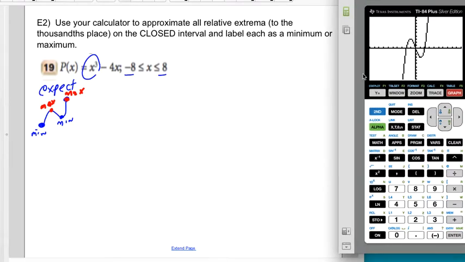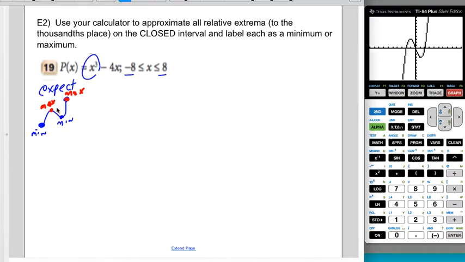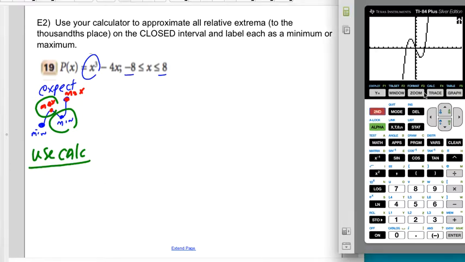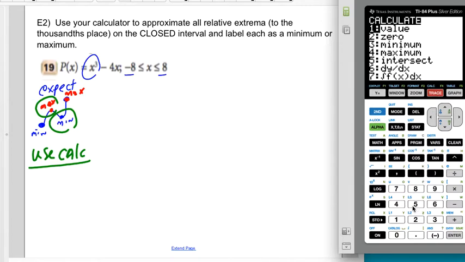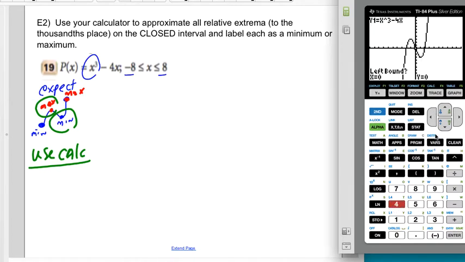So I'm going to go ahead and use my calculator to find this one and this one. So I'm going to use the calculator with second calc min, second calc max. I'm going to do the max first because I usually work from left to right. So I'm going to go over here. I'm going to pass what I think the top is. Enter. I go past the top. Enter, and then I guess. So there's 1. So there's a local max.